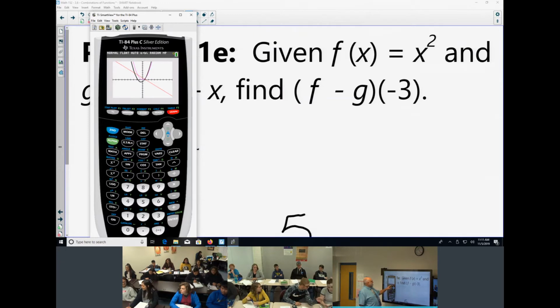Okay, so now when I press trace, see it says y1 up here. So I'm going to arrow down y2, arrow down again y3. So now I'm tracing y3. And so now I type in what I want to plug in, -3, enter, boom. So the answer is 5.